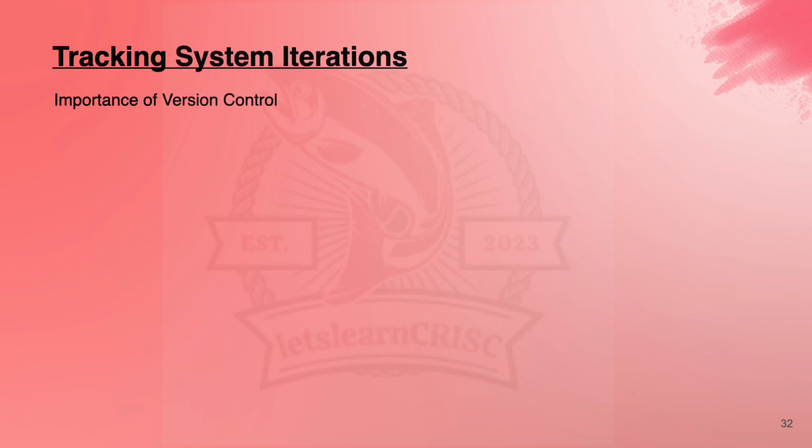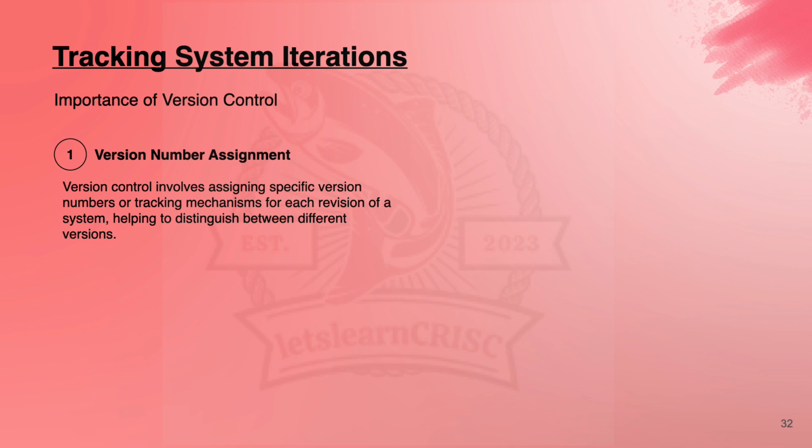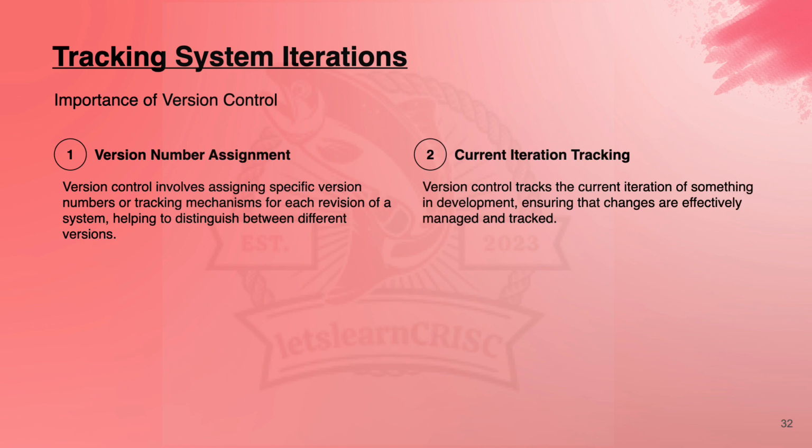Moving next, we'll understand the tracking system iteration, that is the importance of version control. First is the version number assignment. Friends, version control involves giving a specific version number or using a tracking mechanism for each revision of a system. This helps to distinguish between the different versions. Next is the current iteration tracking. Version control tracks the ongoing development of something, ensuring that changes are effectively managed and recorded.